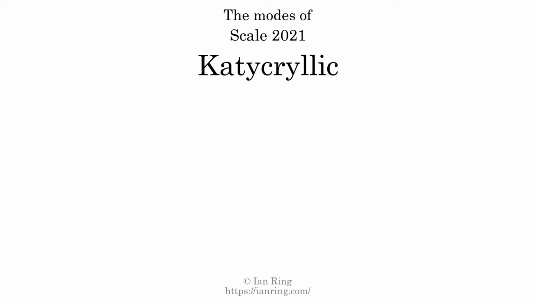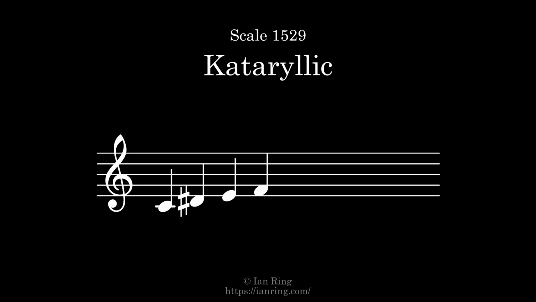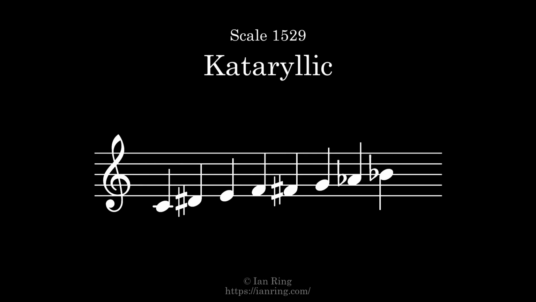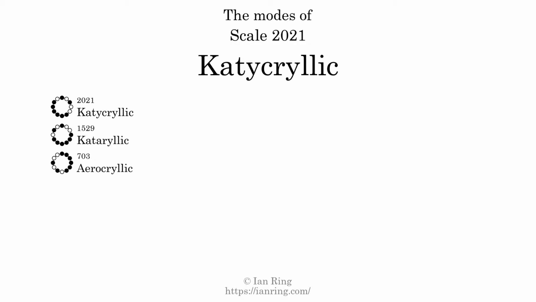This scale has 8 modes. The first mode is itself. The second mode is scale 1529, also known as Katycryllic. It sounds like this. The third mode is scale 703, also known as acryllic. It sounds like this.